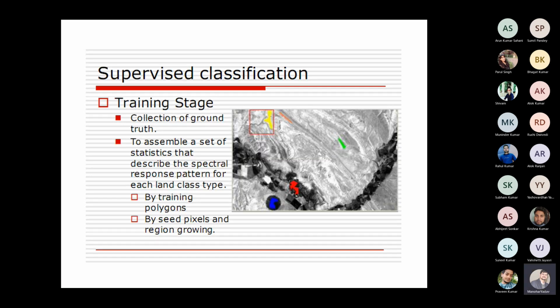In supervised classification, the first stage is the training stage. What we do is collect ground truth. It means if I say vegetation, we select digital numbers for vegetation in the various spectral bands which are used for the classification. To assemble a set of statistics, we collect training samples to determine a set of statistics that describe the spectral response pattern for each land class type.